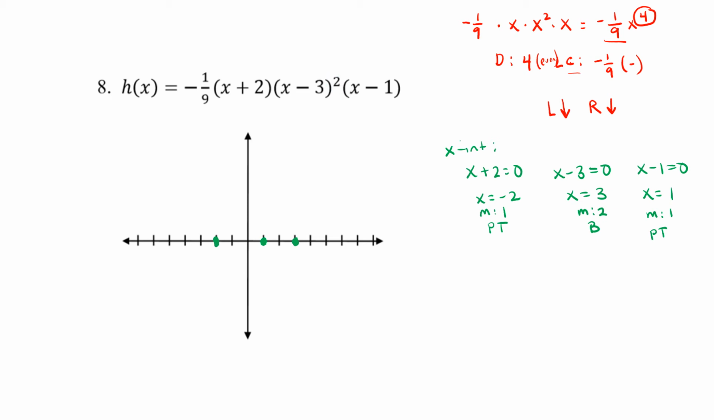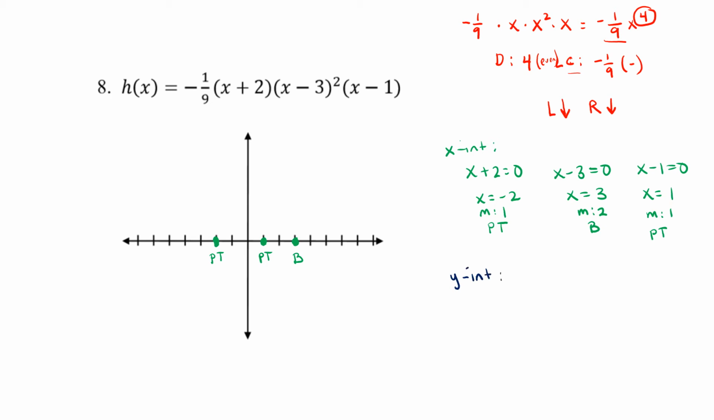Okay, now what I'm going to do is just label those on here. At negative 2, we're passing through. At positive 1, we're passing through. And at positive 3, we're bouncing. And we could almost finish our graph here. The last thing you have to do, and it's commonly forgotten, is find the y-intercept.